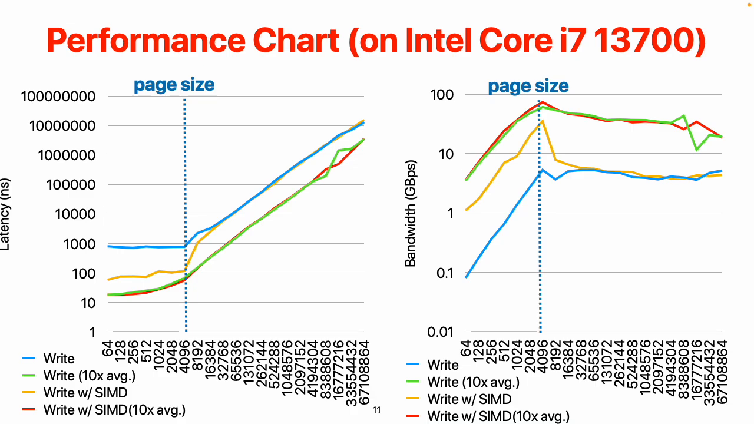Question? Why is the 10x average for write and write with SIMD pretty much the same along with the bandwidth? Well, because at that moment, as I said, a lot of pages are already created, and some of the stuff is well buffered. So that's the time you are going to see the effect of buffering and caching coming up.